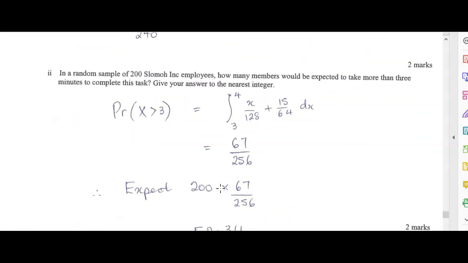All right, in a random sample of 200 Slow-Mo Inc. employees, how many members would be expected to take more than 3 minutes to complete the task? All right, so we've got x is greater than 3, so we're more than. Make sure, with continuous random variables, it doesn't matter with your inequality. So we're going from 3 to 4.